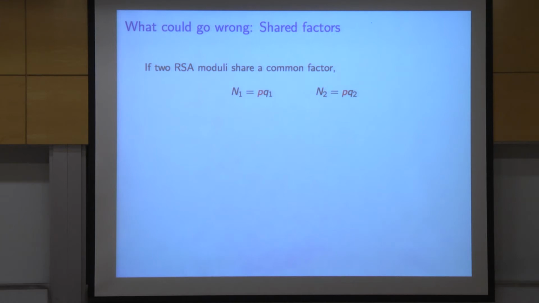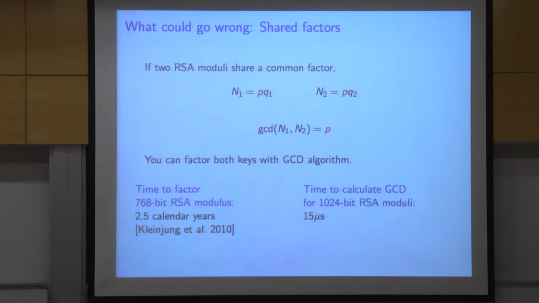A slightly more subtle problem than sharing exactly the same n is, what if two RSA moduli share exactly one common factor? So they have the prime factor p in common, but they have different second factors q1 and q2. The security implication of this is that an external attacker, so me, who knows nothing about these two parties, if I compute the GCD of the two RSA moduli n1 and n2, it will be this common factor p, and that will let me factor each of these keys just by dividing out by p.